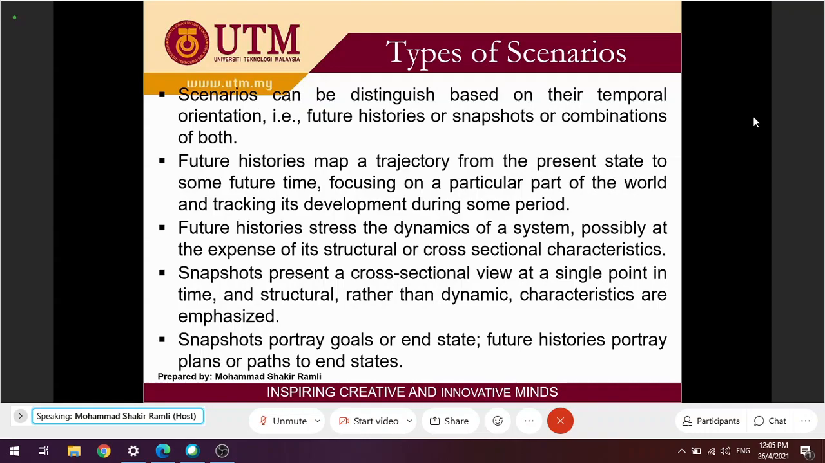That's another type of scenario. We call it snapshots of the future. Present a cross-sectional view at one time. It's like we cut at that time. Yes, we call it a cross-sectional view at a single point in time, and structural rather than dynamic compared to future histories. Many changes can happen or can be included.